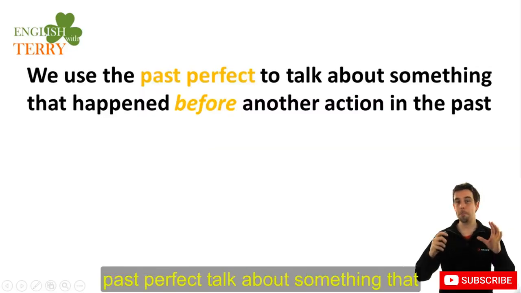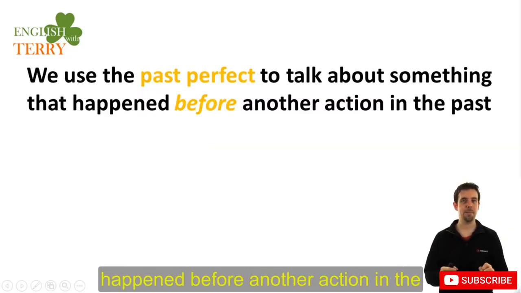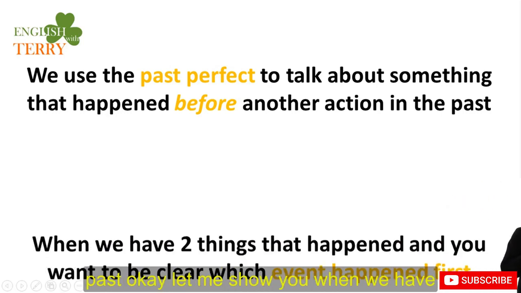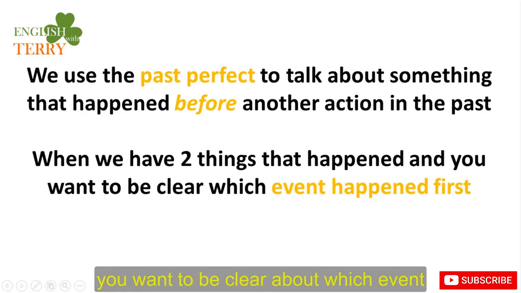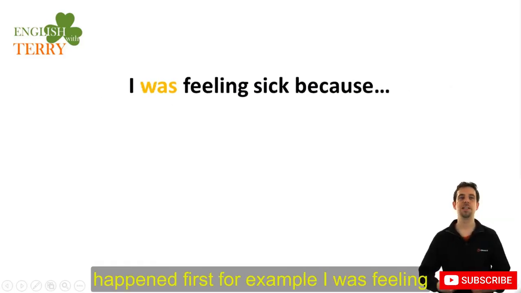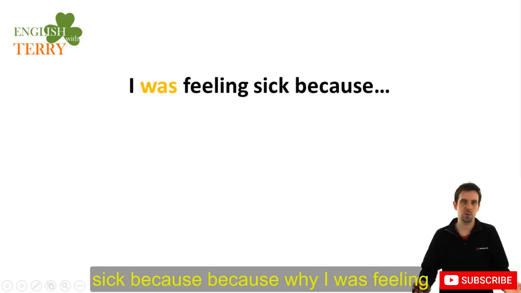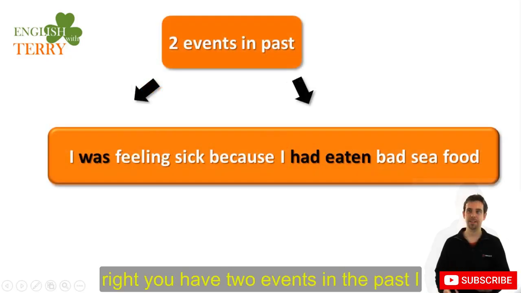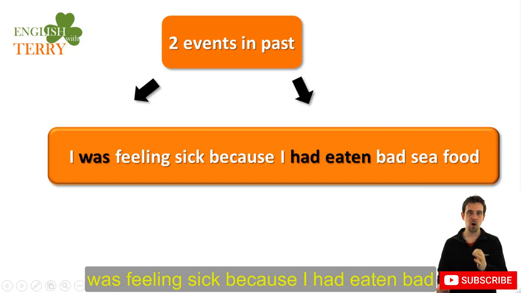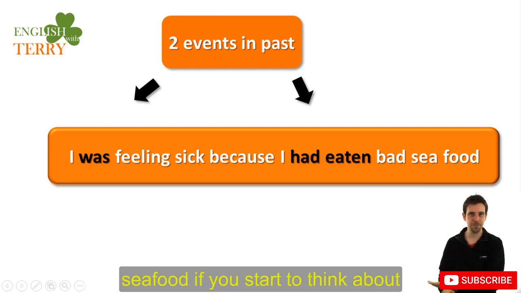All right? We use the past perfect to talk about something that happened before another action in the past. Okay, let me show you. When we have two things that happened in the past and you want to be clear about which event happened first. For example, I was feeling sick because... Because why? I was feeling sick because I had eaten bad seafood, right? You have two events in the past. I was feeling sick because I had eaten bad seafood.